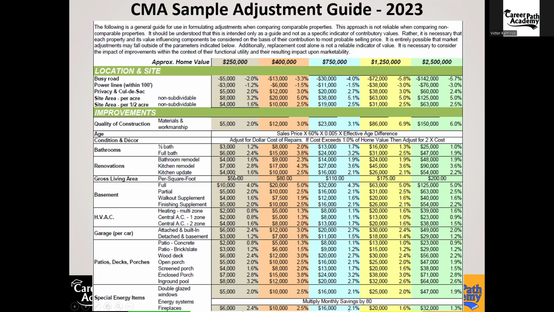So for gross living area, it's done by square foot, not by number of bedrooms. You see, there's no listing here for how many bedrooms, because appraisers, even though they mark it on their appraisal, they don't care how many bedrooms there are. It doesn't play into their valuation. They make note of it, but they go by square footage. And I'll tell you the reason why.